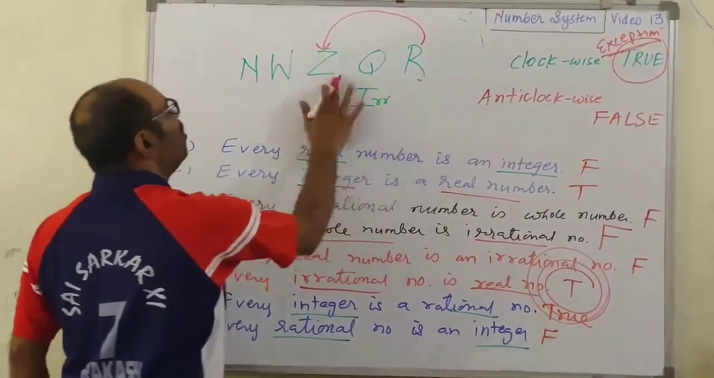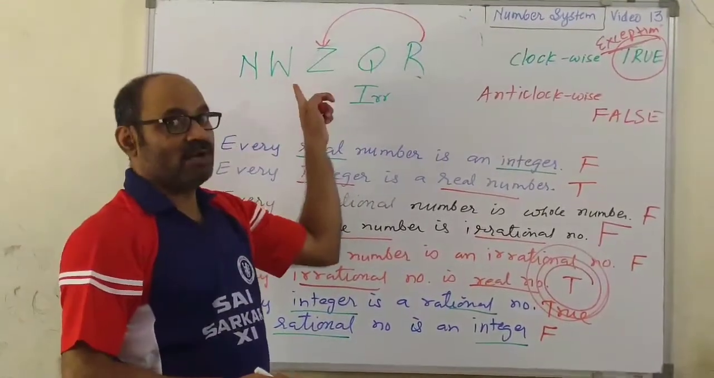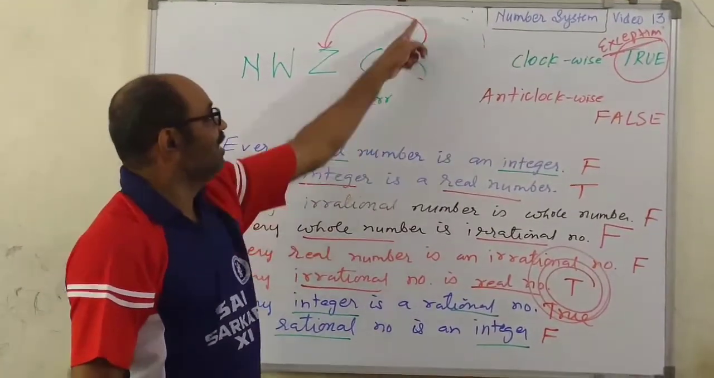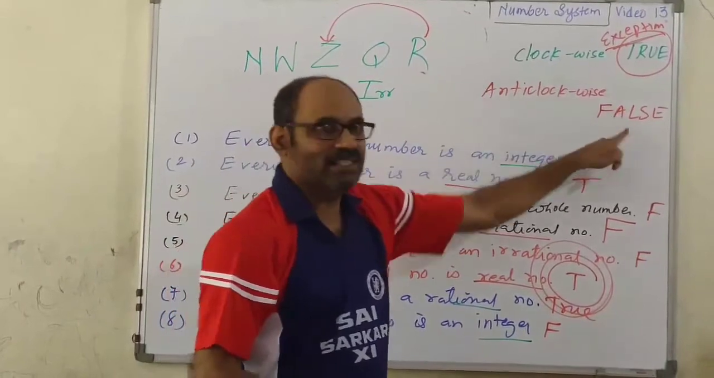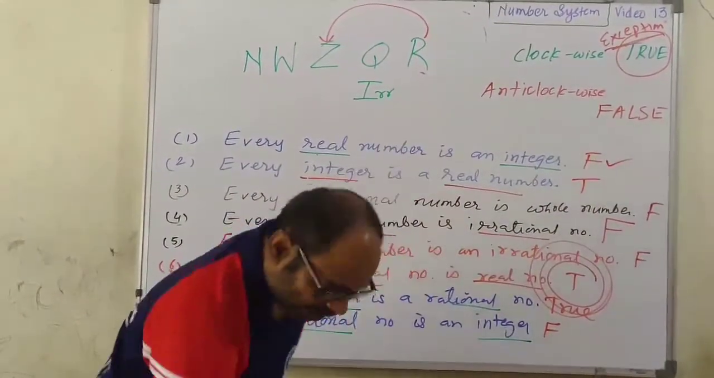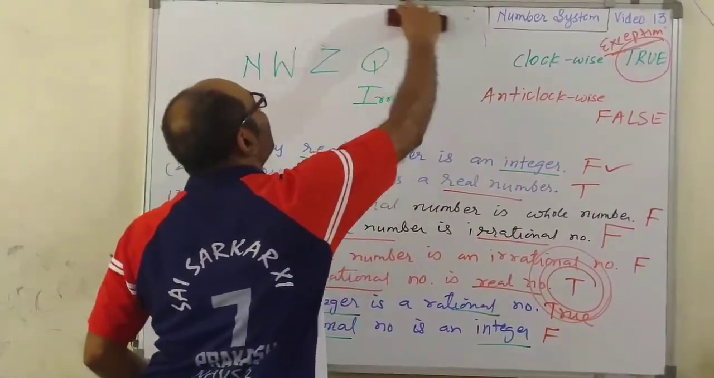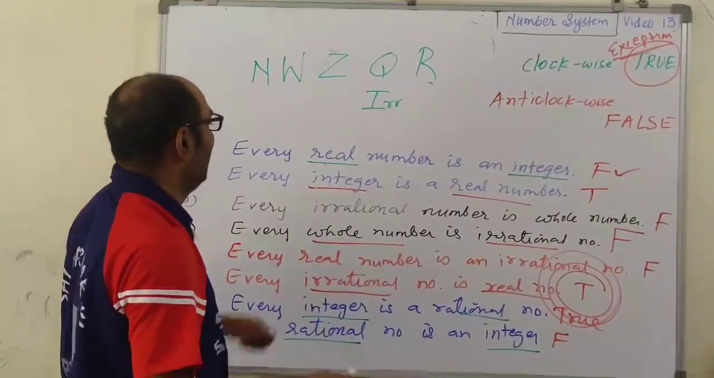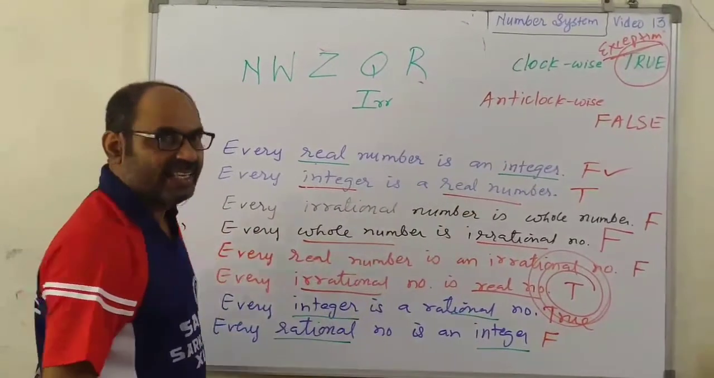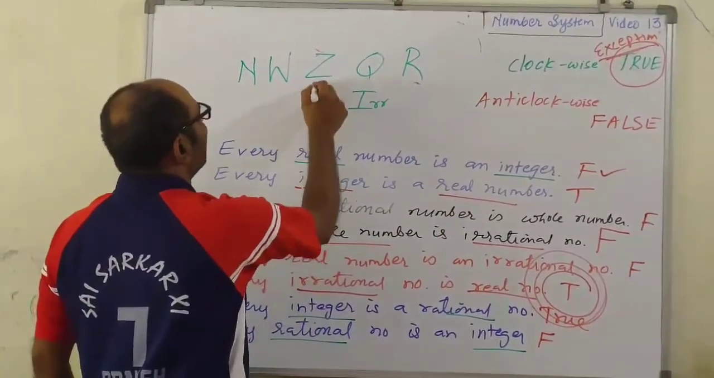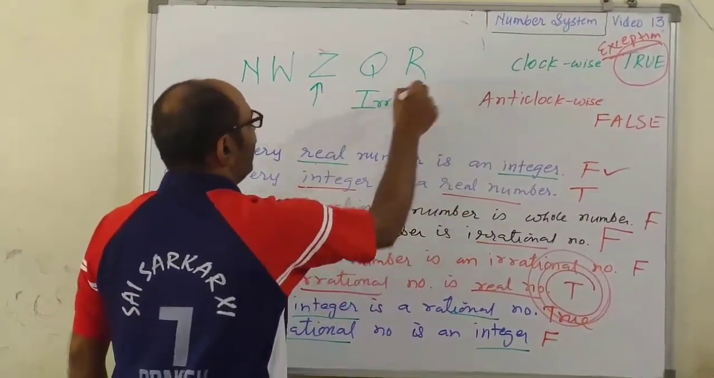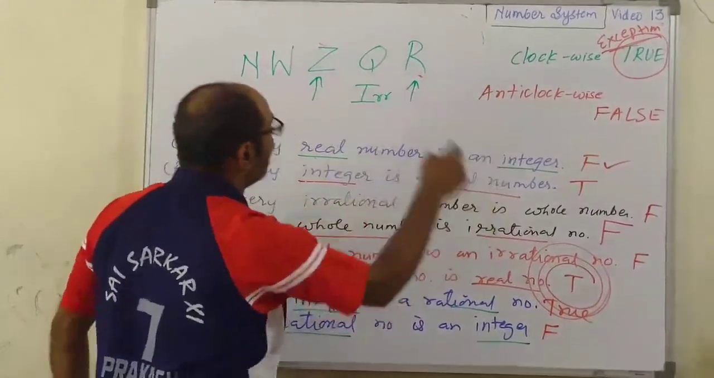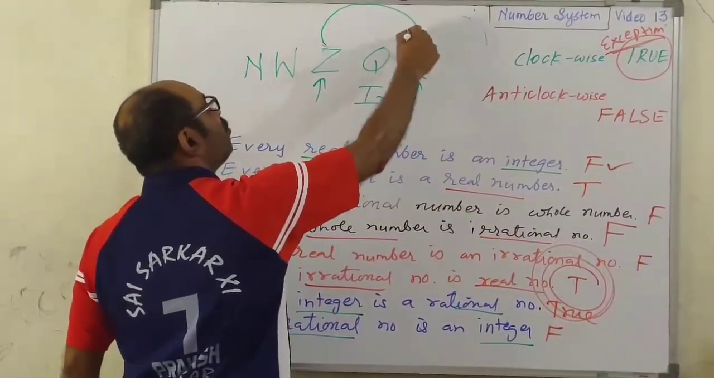Alright, forget this now. Is it anti-clockwise or clockwise? Anti-clockwise, false. Okay, I remove this now. One by one, it will be easier for you to see. Every integer is real. Integer, here it is. Real number, here it is. Integer is real. So from integer, you move towards real.